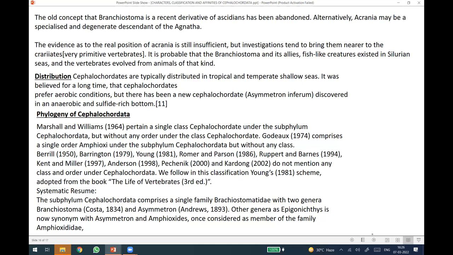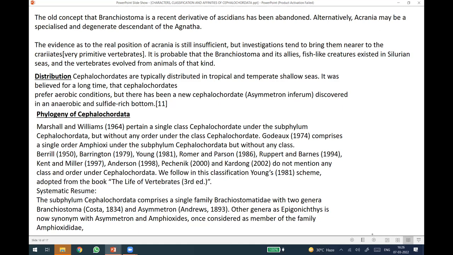Investigations tend to bring them nearest to the craniates. These are the very primitive vertebrates. The branchiostoma and its allies, most probably fish-like creatures, existed in Silurian sea and vertebrates evolved. Now, this is the distribution and phylogeny.